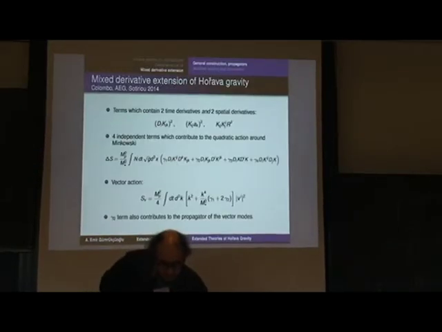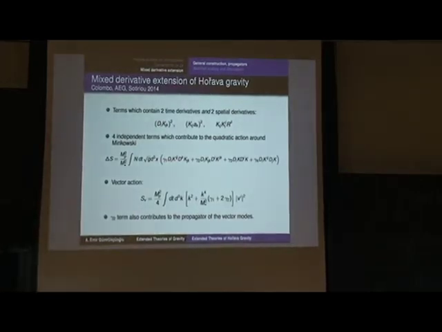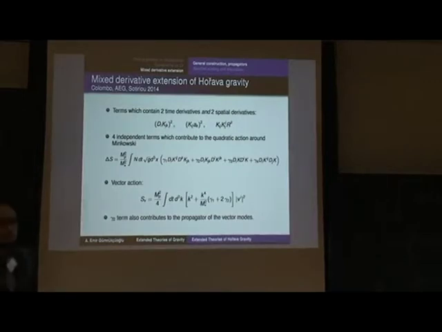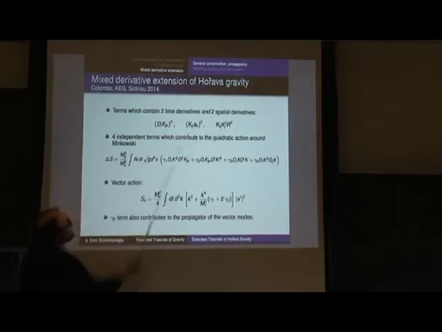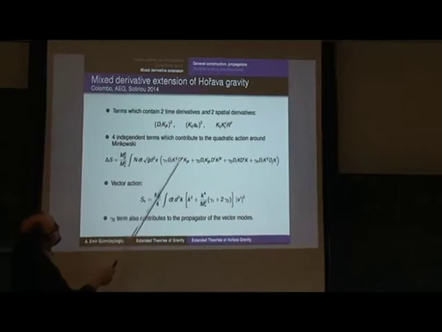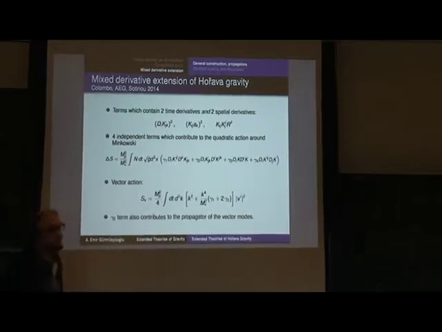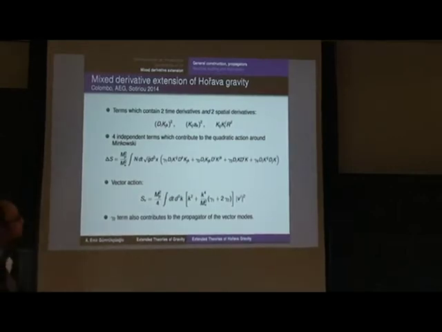So let me try to add all the possible terms which have 2 time and 2 spatial derivatives, and look at the propagators. Why are they not included, and do we have to do the tuning? There are 3 possible terms which have 2 time and 2 spatial derivatives, and only one of them contributes to the quadratic action around Minkowski. And this can be written in 4 independent forms like this. And this term, d_i K_ij K_jk, was the one that was used by Pospelov and Shang.